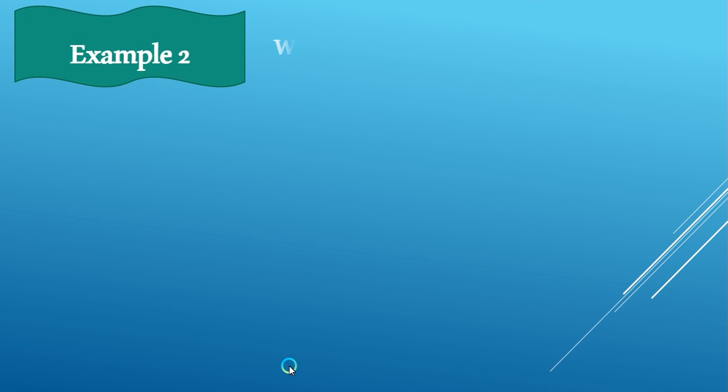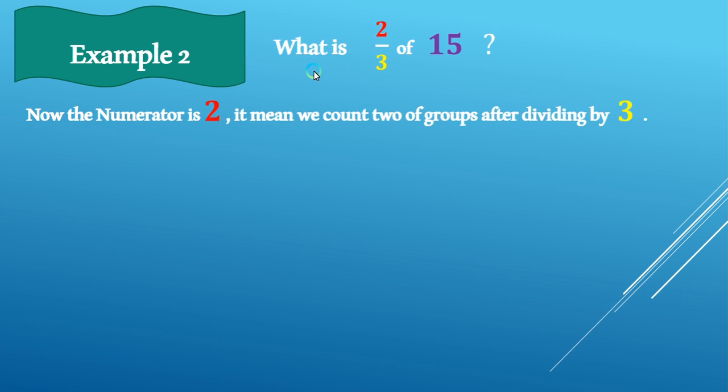Example 2: what is 2/3 of 15? If you remark here, I have a different case. Before, in the previous case, I had 1, but now we have 2. So we have 2/3 of 15. Now the numerator is 2. It means we have to count 2 groups after dividing by 3. So 2/3 of 15 will be 2 times 5, which is 10. 2 is clear because I have a numerator 2. But where does this 5 come from?